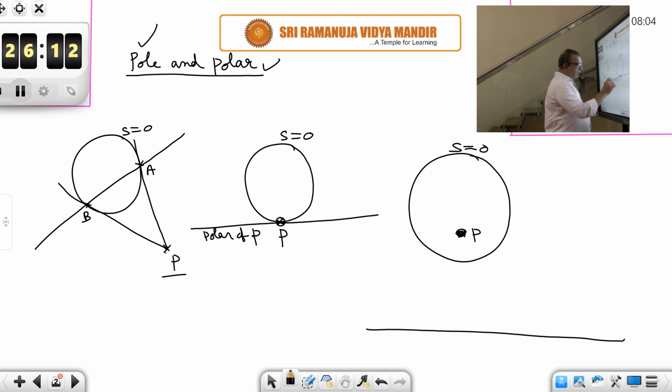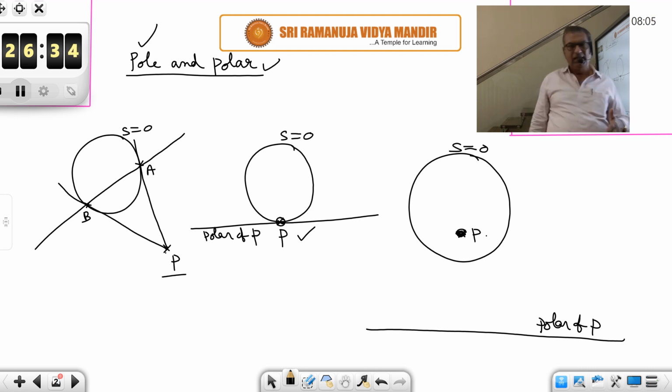If the point P is on the circle, the polar is the tangent, because it meets the circle at only 1 point. If the point is inside the circle, then the polar will not meet the circle; it will be away from the circle. So every point has a polar except the center. Similarly, every line has a pole. Every point has a polar with respect to the circle.